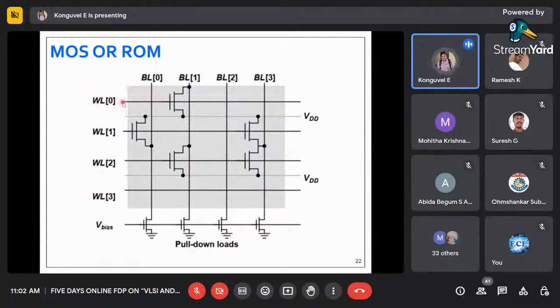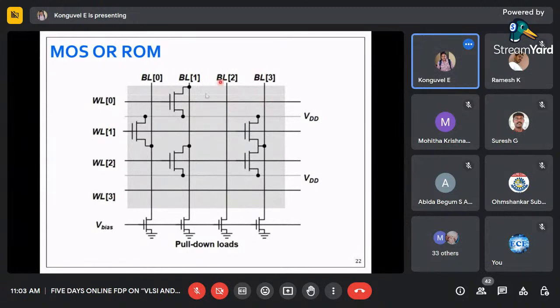In WL0, for example, if you are giving 1, what will happen to this transistor? This transistor will be turned on. If this is turned on, this VDD will be readily available here, as 1. But you remember, the same line is pulling to ground. That is why we should make this a weak pull down device. So this VDD will now be available here. So in the first line, what is the memory we will see? This is 0, this is 1, this is 0, this is 0.